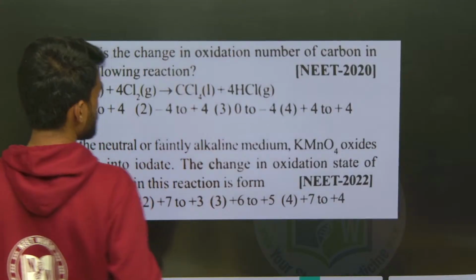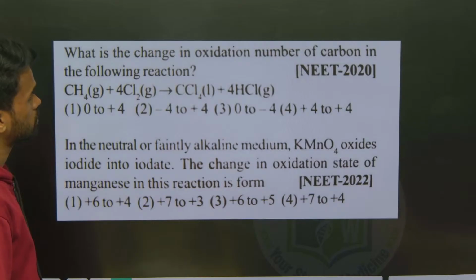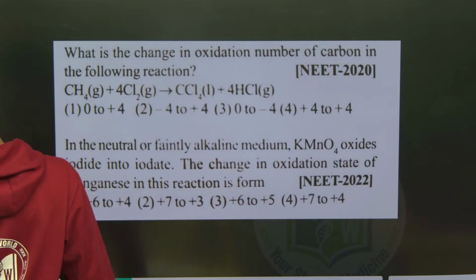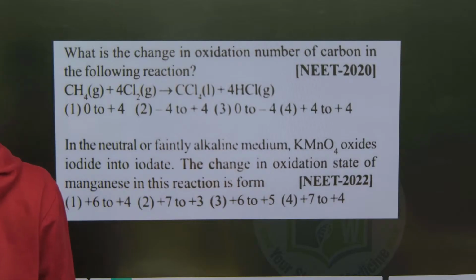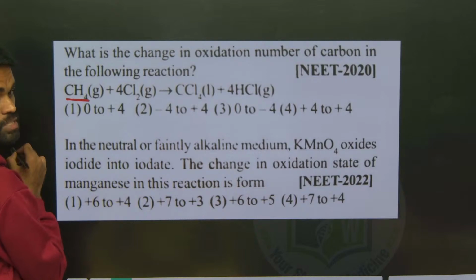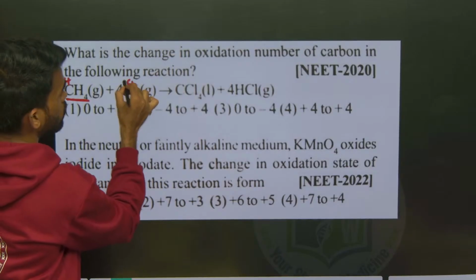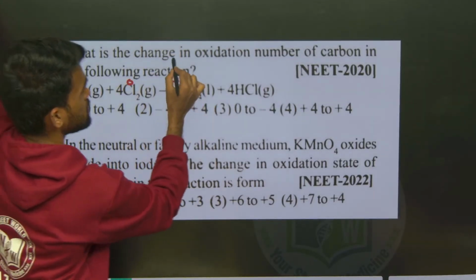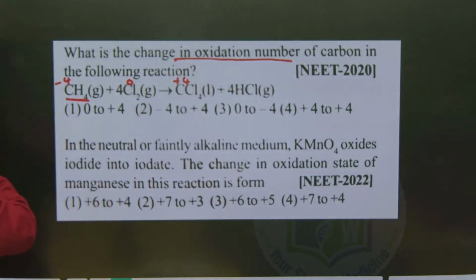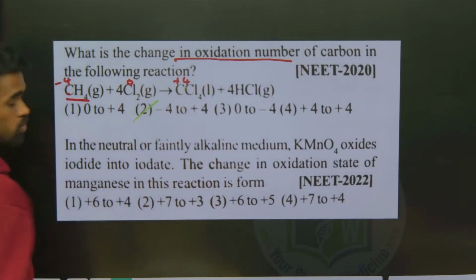What is the change in oxidation number of carbon in the following reaction? Carbon, hydrogen, which is more electronegative? Carbon, right? So minus 4 for carbon. Here it is 0 and here it is plus 4. What they are asking is the change in oxidation number. Minus 4 to plus 4. So option 2. Next question.